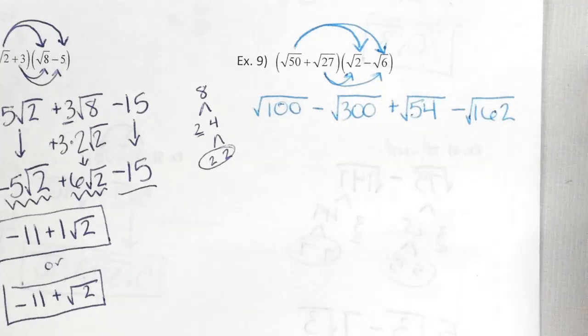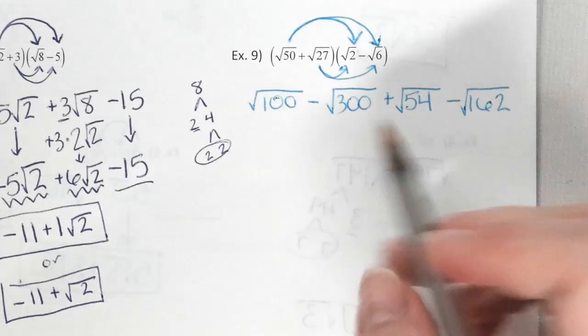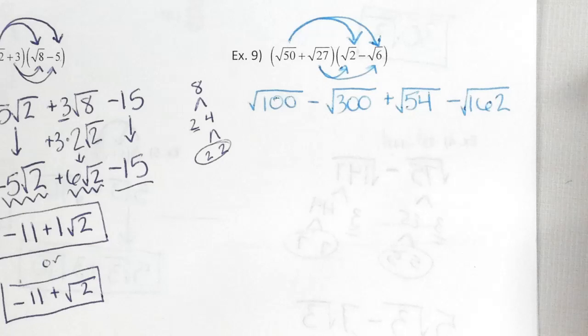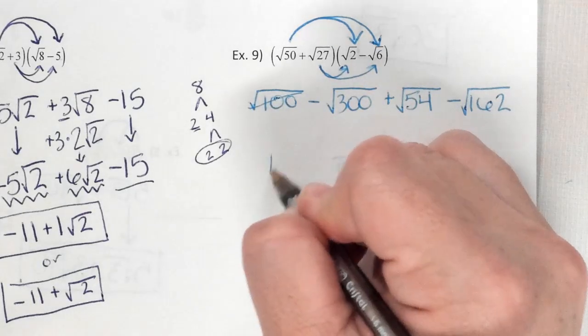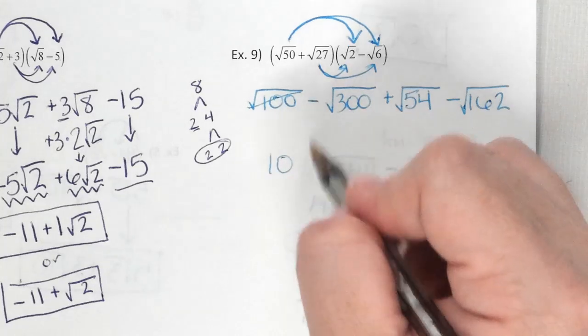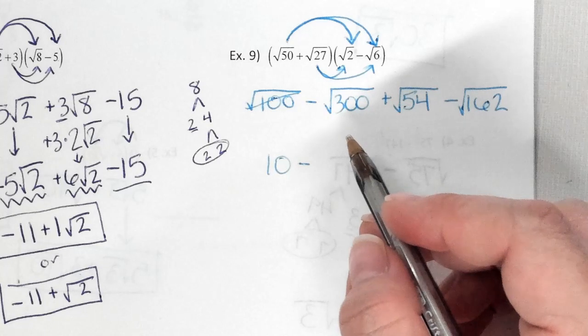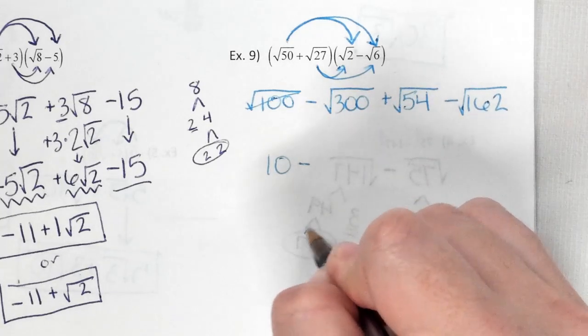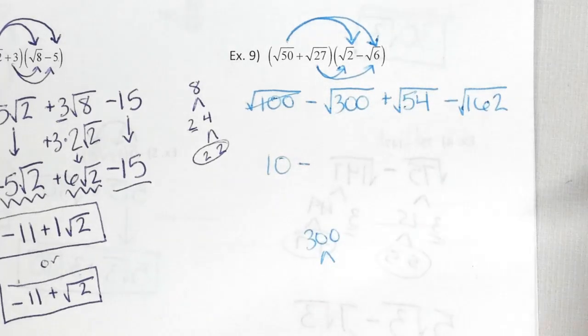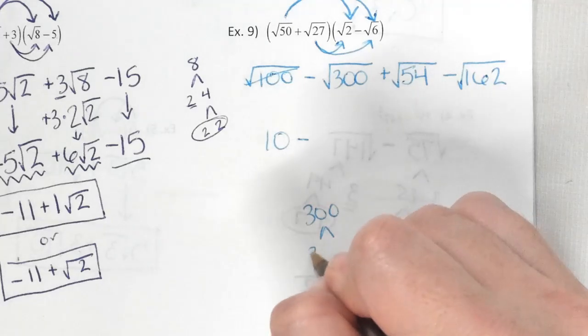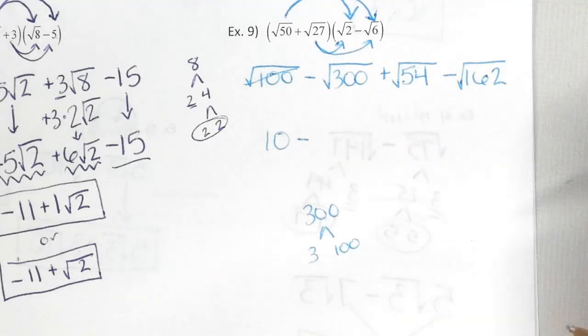All of these have to be simplified, yes? Okay, are any of them perfect squares? What is the square root of 100? 10. Bring down my minus sign so I don't forget. Now, 300 is this. 3 goes into that 100 times. Now, isn't 100 a perfect square?